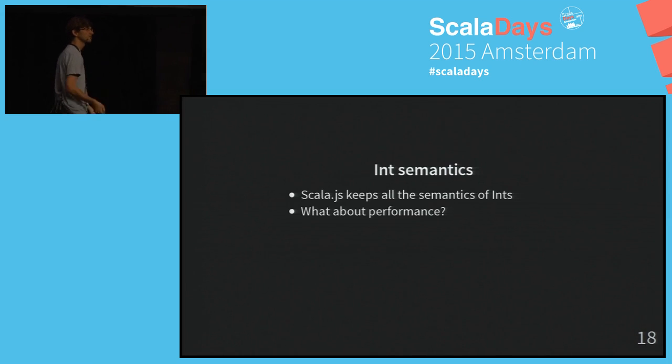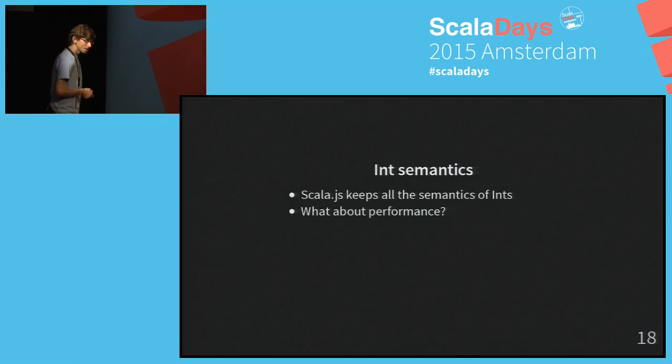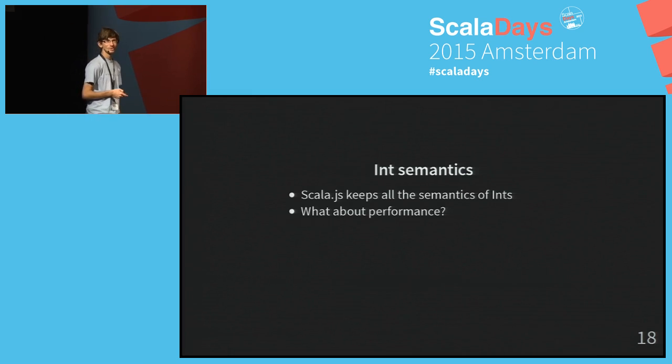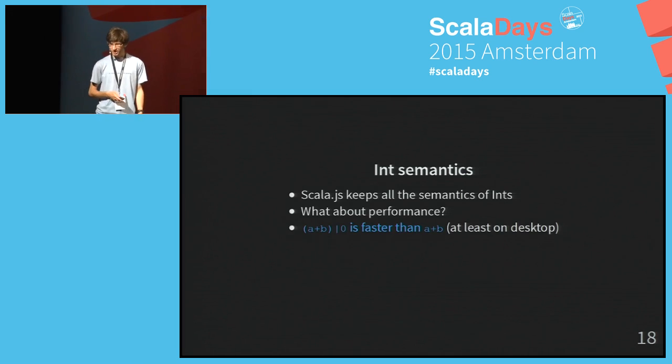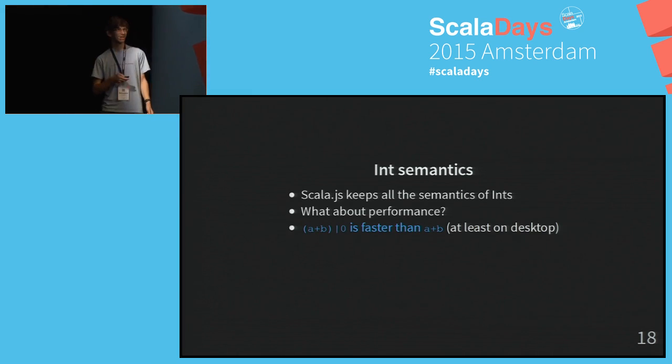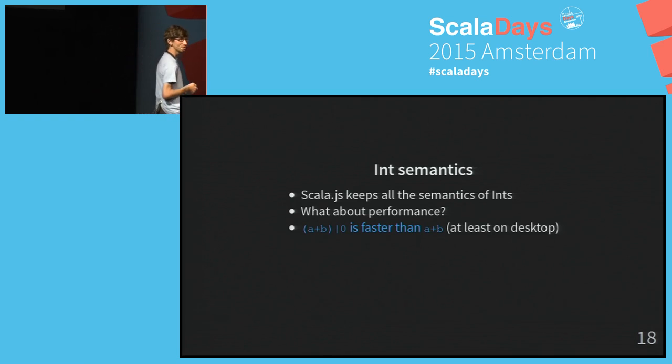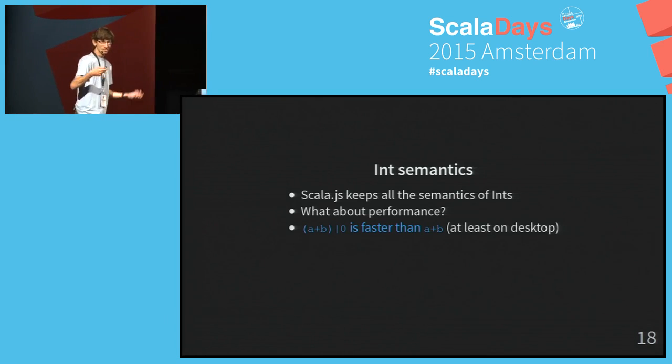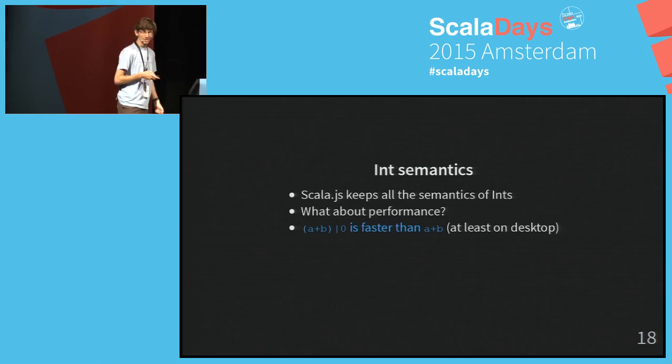We have this additional bitwise binary op, which is quite annoying on the eye. It's annoying for the human, but it's actually very helpful for the VM. So actually, on modern VMs, on the desktop at least, a plus b binary or 0 happens to be faster than just a plus b, because the VM can recognize that this is a signed 32-bit addition, right? So it will optimize it away as such, which is quite good.